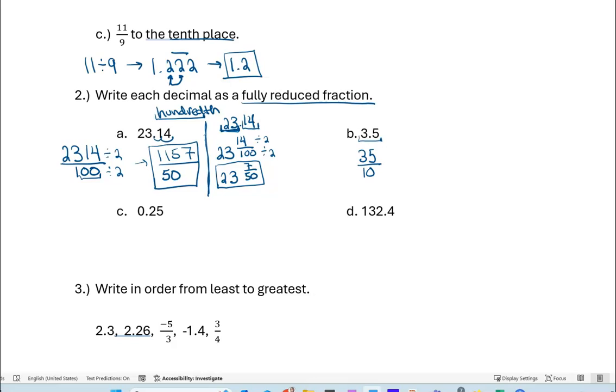Because again, dividing by 10 moves that decimal over 1, which gives me the whole number, and then it's divided by 10. Now I have a number that ends in 5 and a number that ends in 0, so I automatically know that 5 comes out of both of those. So I get 7 over 2, and that is my final answer as an improper fraction.